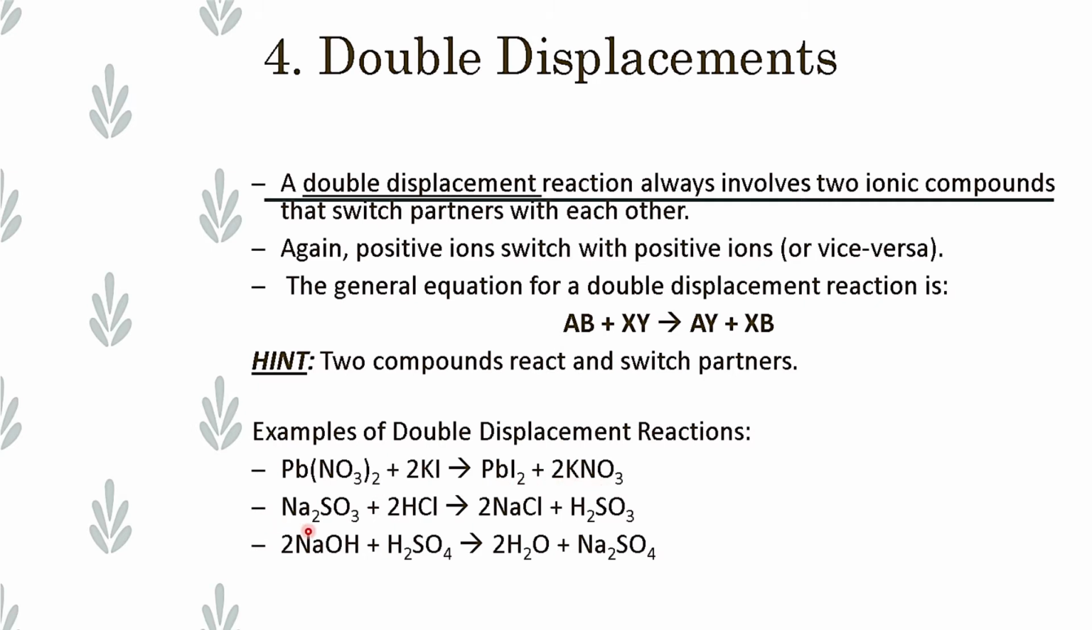In this example also sodium sulfide and HCl will react. Cl will take the position of sulfide and sulfide will take the position of Cl. So this double displacement is taking place. Two new compounds will form, sodium chloride and hydrogen sulfide. In last example also you can see sodium hydroxide and sulfuric acid are reacting. In double displacement reaction, sulfate will take the position of OH, OH will take the position of sulfate. HOH will make H2O water and sodium sulfate.